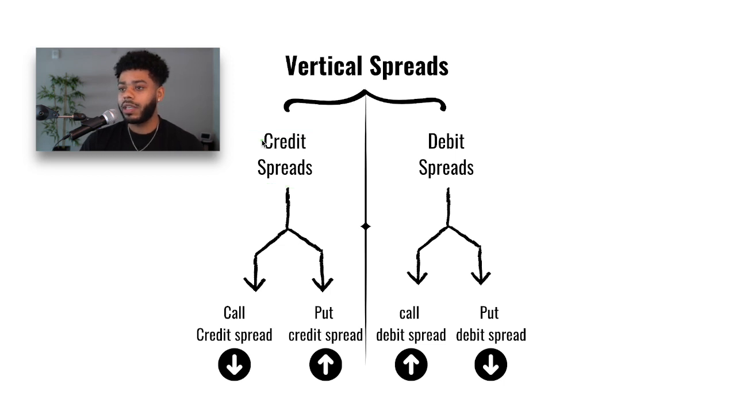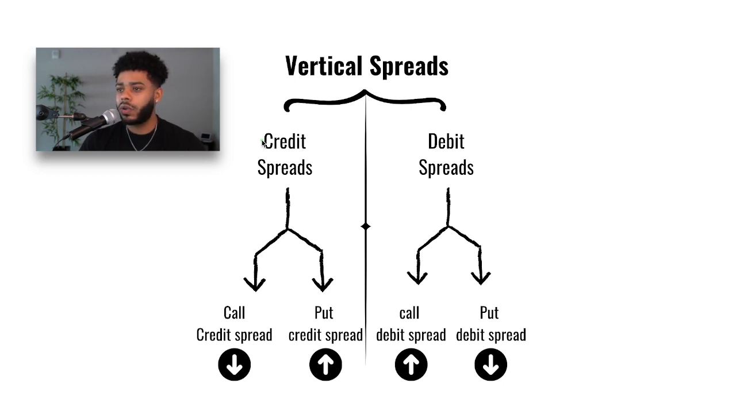A credit spread is a type of vertical spread, but a credit spread is when you sell a position. So when you sell options, you're going to be receiving a credit for selling an option, and that is called a credit spread. Now, on the reverse, you can also buy a vertical spread, and that is going to be labeled as debit spreads.